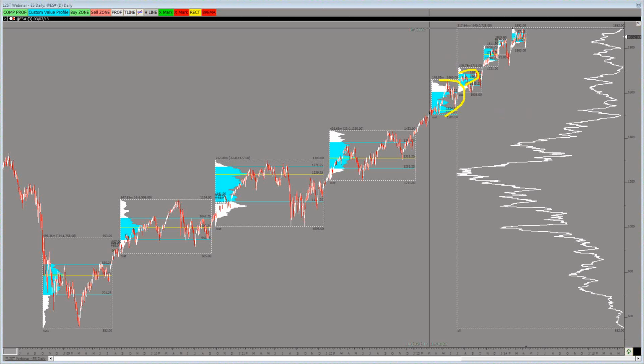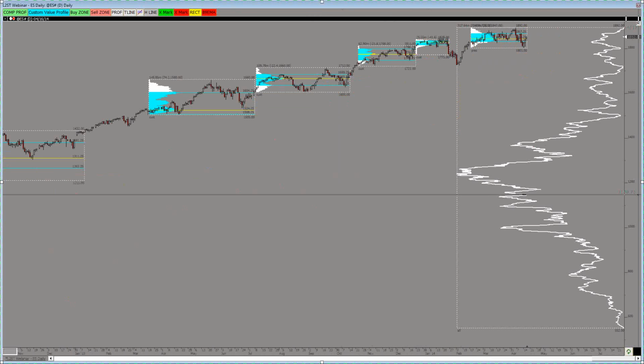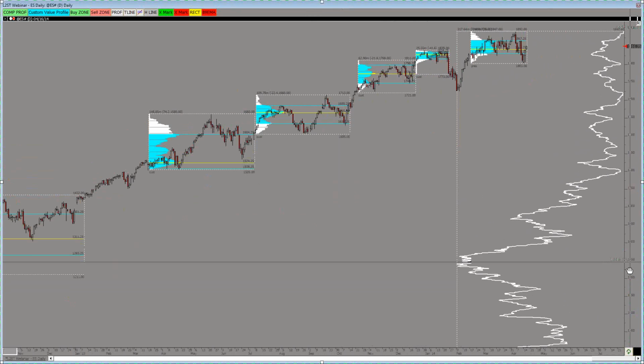Sometimes I don't even remind myself. I remind guys in the room, look, just a reminder, we're still in balance higher. We're still accepting higher value, even if you look at the last few value areas. Let's zoom in a bit. This is what I call top-down analysis.